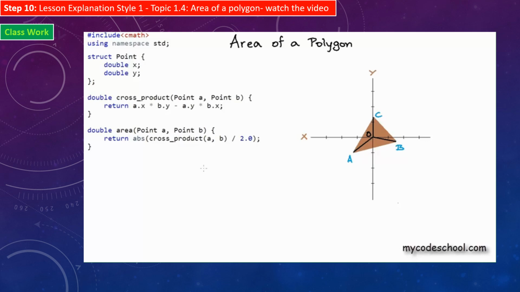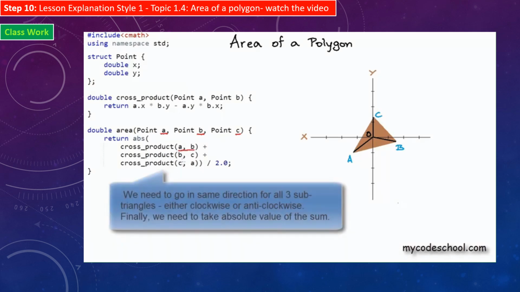So now let's take a look at the code to calculate the area of a triangle given all 3 points A, B and C. So in this modified function, we now take 3 points as arguments, A, B as well as C, and none of them need to be at the origin. We calculate the sum of the triangle OAB, OBC as well as OCA, and then we take the absolute value of sum and divide it by 2.